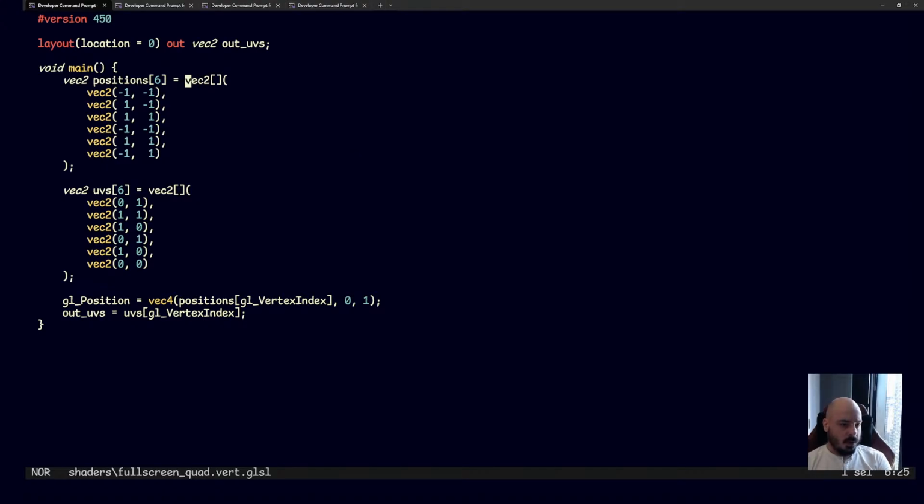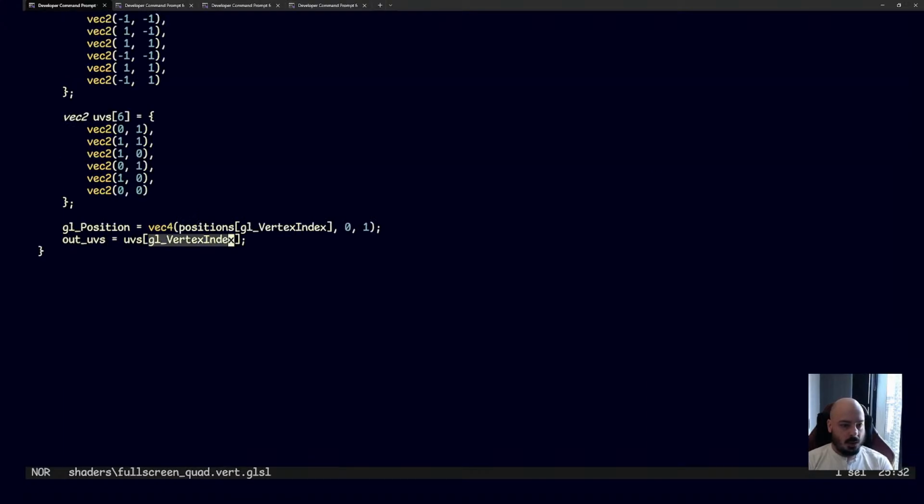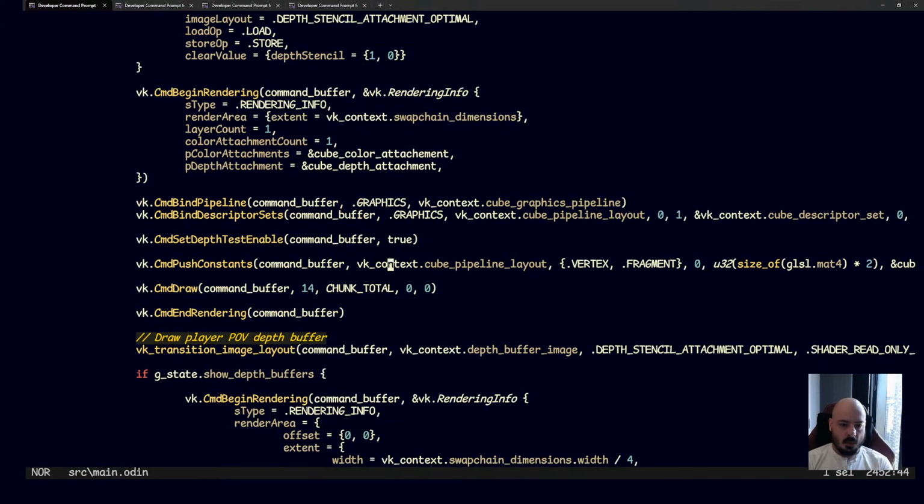I don't know what's up with the syntax, though. I must have copied this from somewhere, because I wouldn't write it like that. I would definitely write it like this. So we already have the vertex shader that we need. That's cool. We can use full screen quad. And then we just draw vertex index. So we draw 4 vertices. Right?